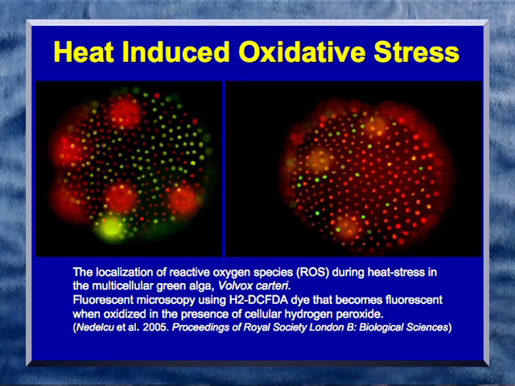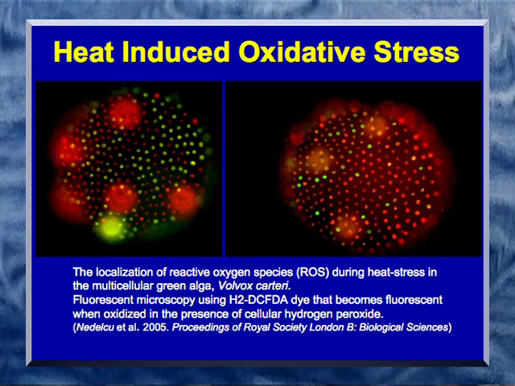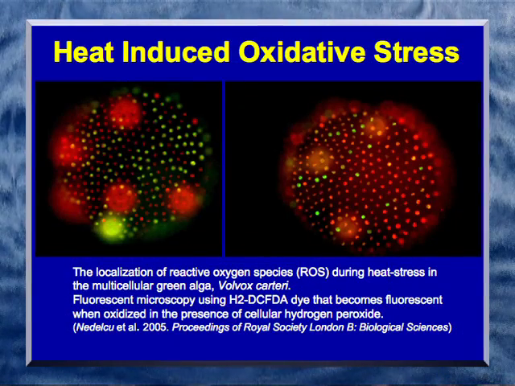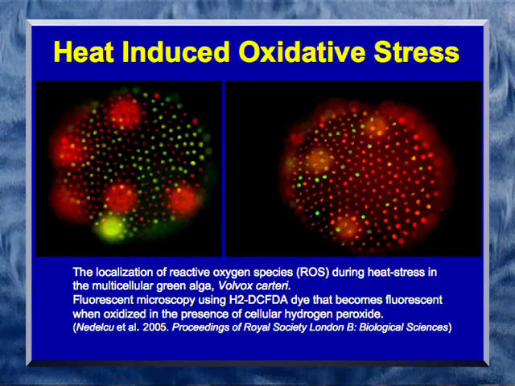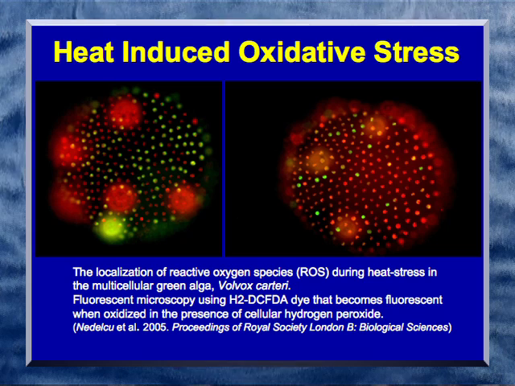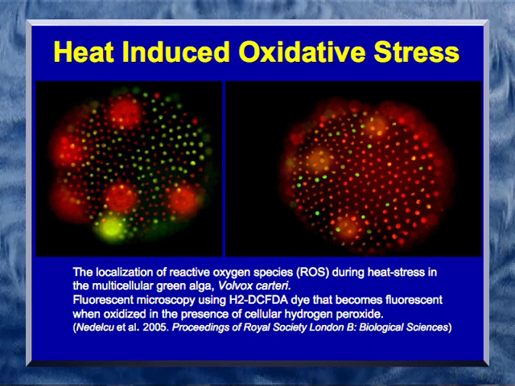It is not zooxanthellae. It is an algae called Volvox that is aquatic. And what's happening here is using a fluorescent dye that binds to hydrogen peroxide, which is one of the ROSs that I mentioned. And these images are called fluorescent micrograph images. Where you see the red, the red fluorescence is wherever there's hydrogen peroxide.